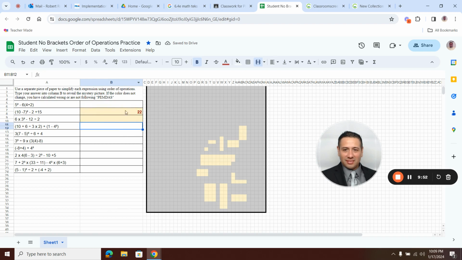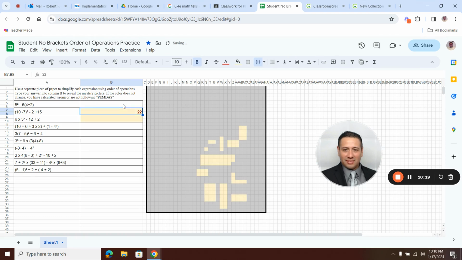Now, if the color does not change, you made a mistake. If the color changes, I don't know why this color changed, but once you punch in this one, it will. So that's how you know that you'd be right or wrong. Like if I had punched in 5, I know I'm wrong. Okay.